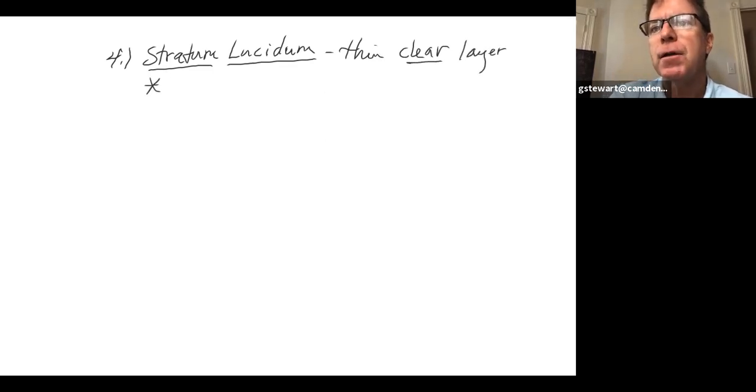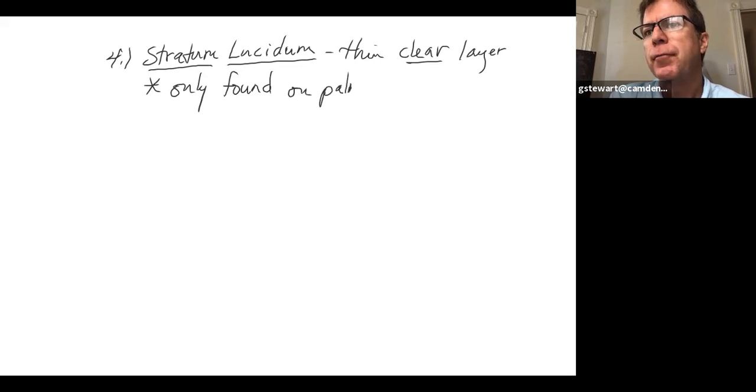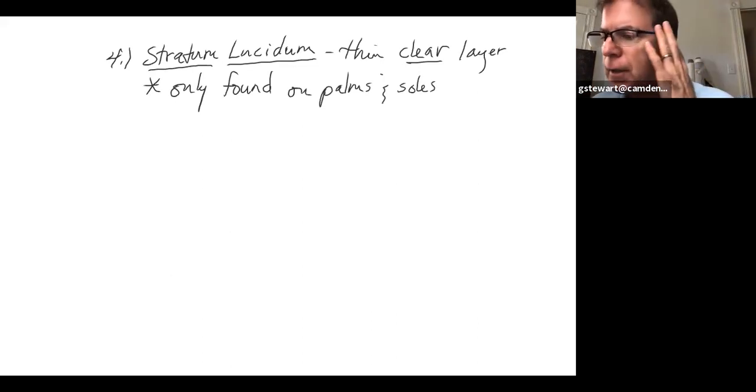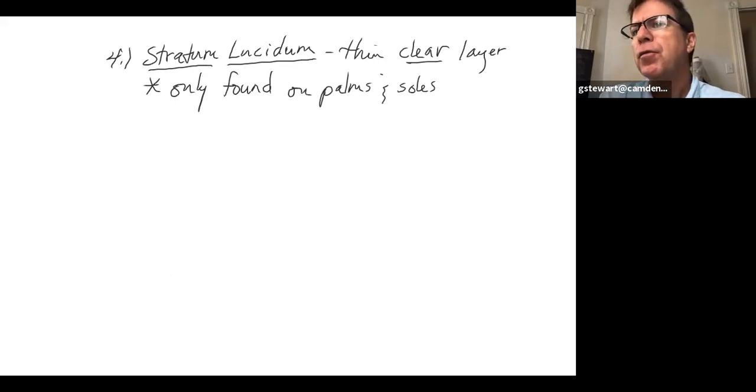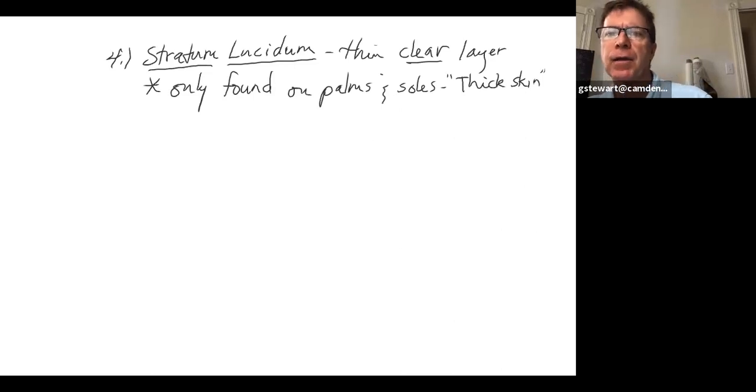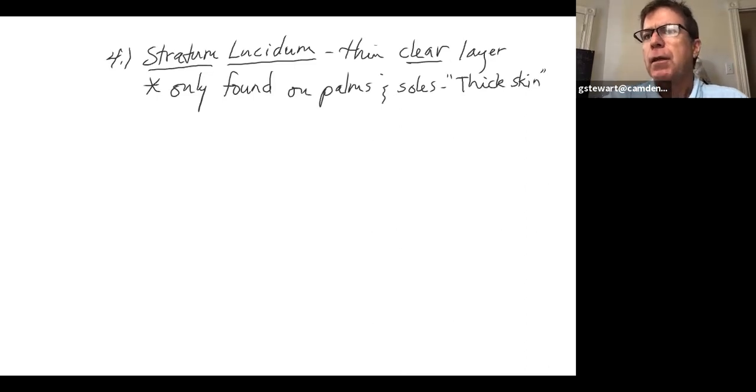Its claim to fame is it's only found in very specific parts of the body, on the palms and soles. Also our fingertips. So you can think the palms, the forward-facing part of the hands in anatomical position. And we refer to these areas as thick skin because they're subject to much more abrasion and contact than just about any other part of the skin. So stratum lucidum, it's a thin, clear layer, and we only find it on the palms and soles.